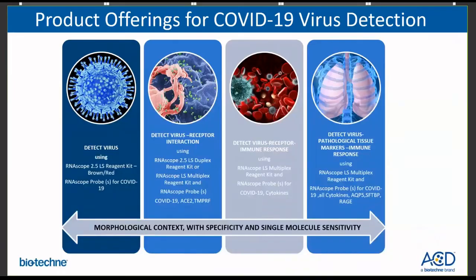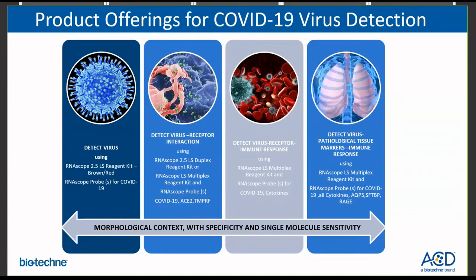So moving on, here are the product offerings for COVID-19 viral detection. As you can see, with the different platforms and the different assays that are available using our technology, you can really look at the entire viral pathogenesis, the mechanistic action of the whole process. Starting with our singleplex assays, you can detect the virus standalone, or using our duplex or multiplex formats, you can look at the virus receptor interaction.